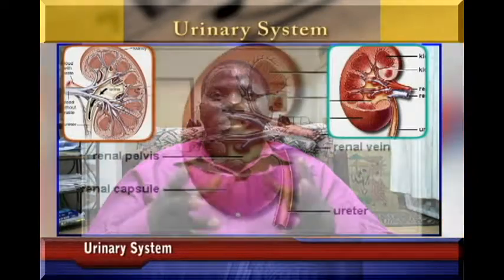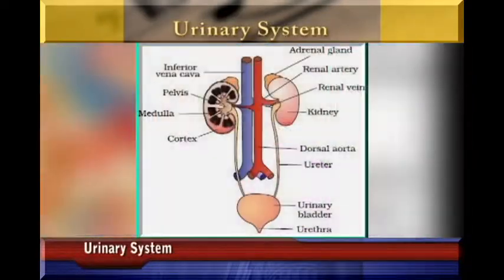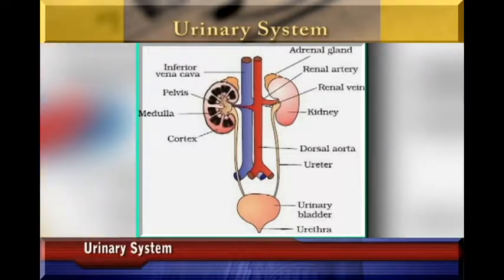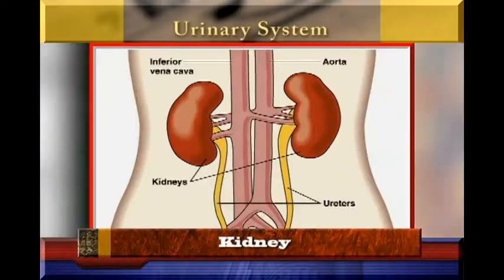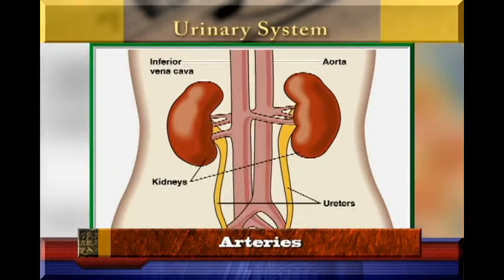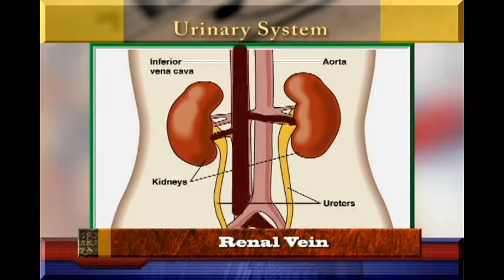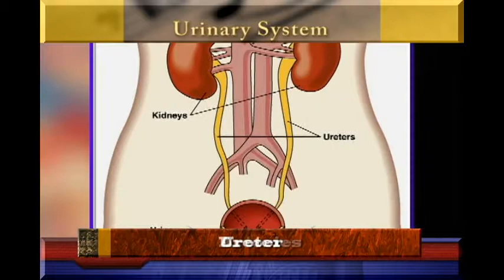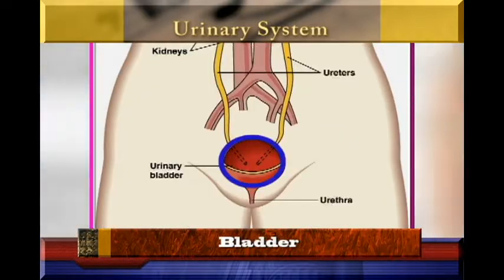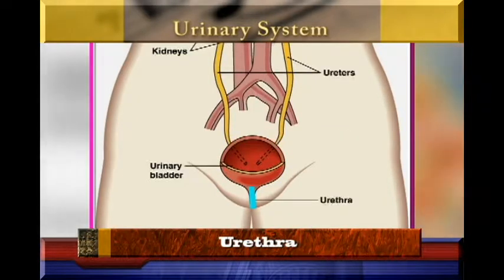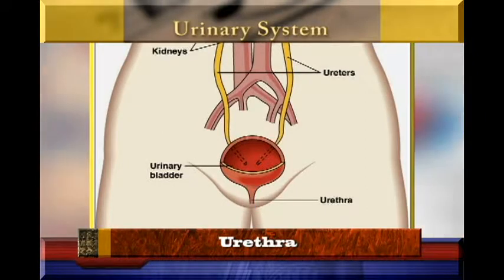Now we are going to look at the urinary system, but the first thing that we are going to talk about is the description of the structure of the kidney, the structure of the urinary system. The urinary system is made up of the kidney, the arteries, those are the renal arteries, the renal veins, the ureter, the bladder, and then the urethra. Those are the major components of the urinary system.